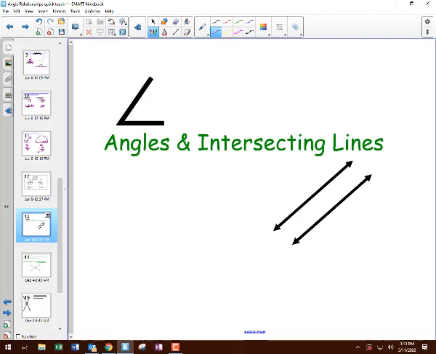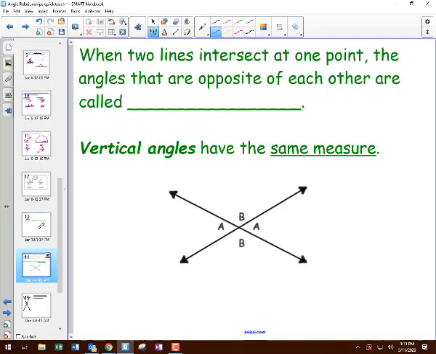Alright, last little topic here. We'll talk about angles and intersecting lines. As we see, a set of parallel lines are two lines that go on and never touch, always staying the same distance apart from each other. When two lines intersect at one point, the angles that are opposite of each other are called vertical angles.